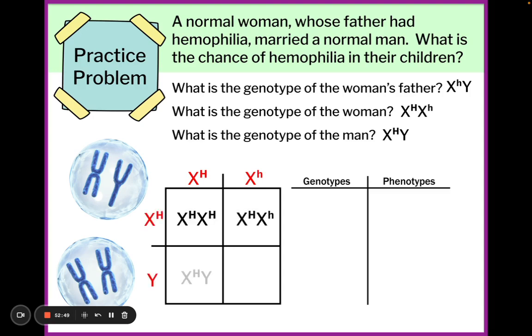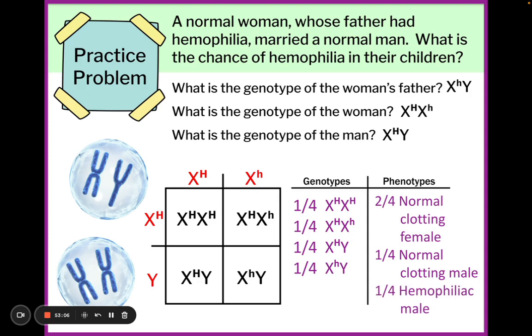So first of all, what percentage of offspring are female? 50%. What percentage of offspring are male? 50%. So if I ask what percentage of offspring are going to have hemophilia, you would say 25. But if I asked you what percentage of male offspring would have hemophilia, you would say 50. So as you see here, I'm only going to have normal female individuals. Okay?